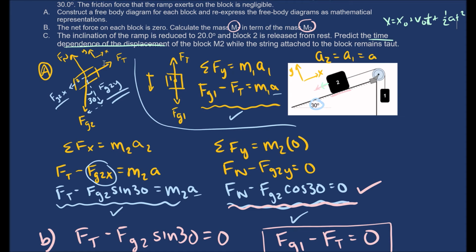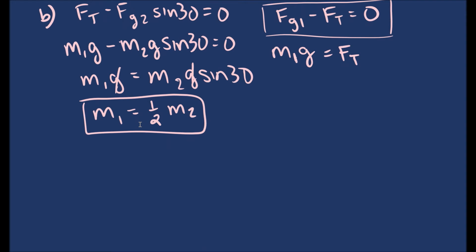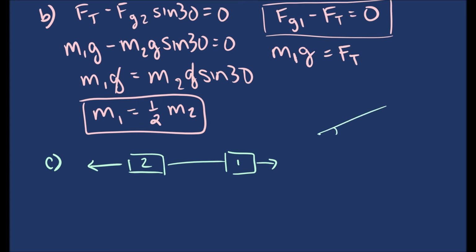Okay, so let's go ahead and give this a try. So in part C, let's draw this system. We have a pulley system, but let's just draw it like mass 1. We know mass 2 and mass 1 are connected. In this new system, we have a 20-degree angle now.